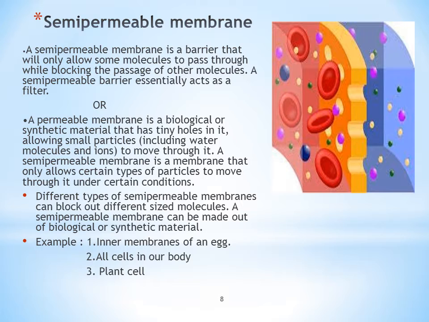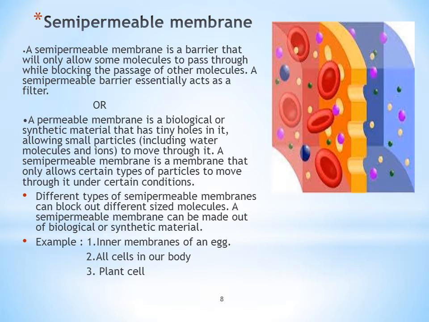What is the semi-permeable membrane? A semi-permeable membrane is a barrier that only allows some molecules to pass through while blocking the passage of other molecules. A semi-permeable barrier essentially acts as a filter. Another definition: a permeable membrane is a biological or a synthetic material that has tiny holes in it, allowing only small particles to move through it.